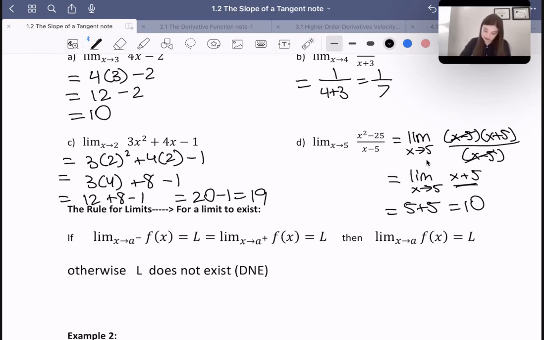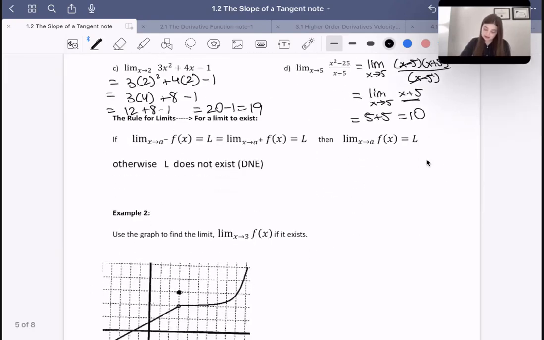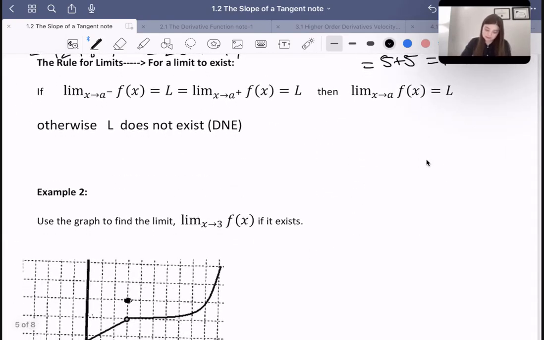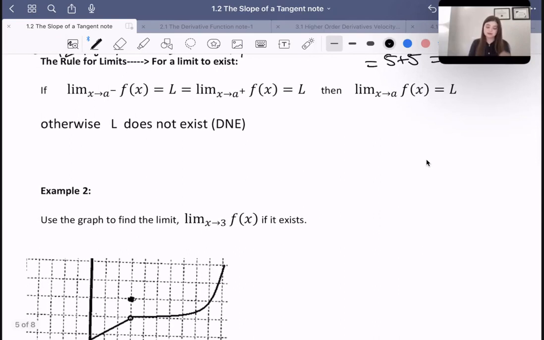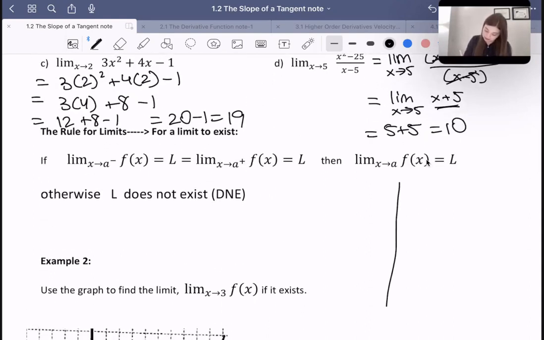So let's talk about how we know a limit exists. Basically, if a limit exists, that means the right-hand limit and the left-hand limit must both exist and must both be the same. So I'm going to go back to this example here. I'm going to hopefully draw a better drawing this time.